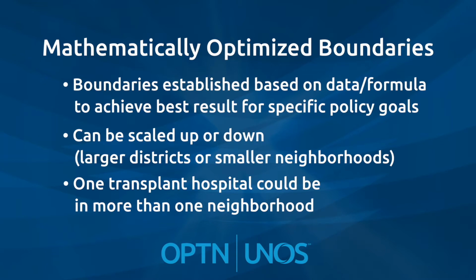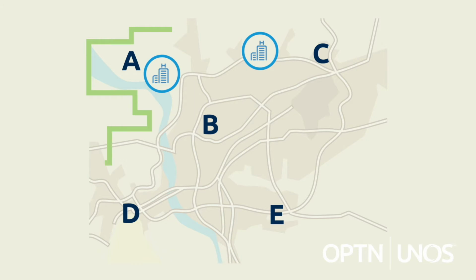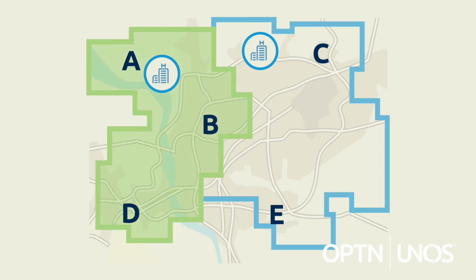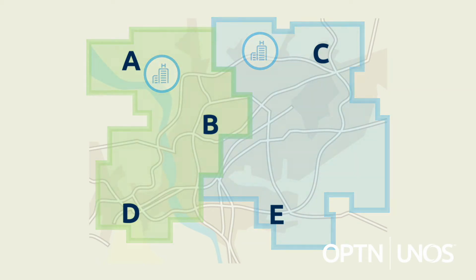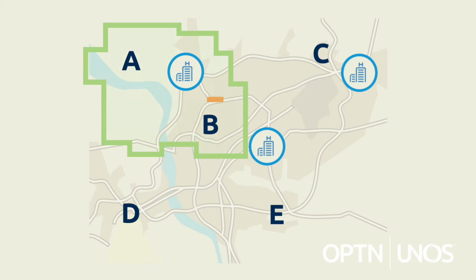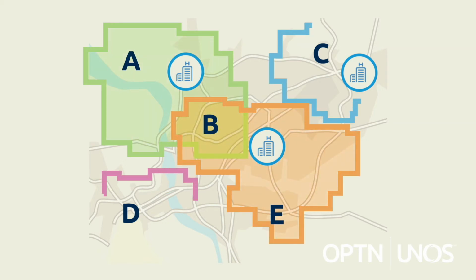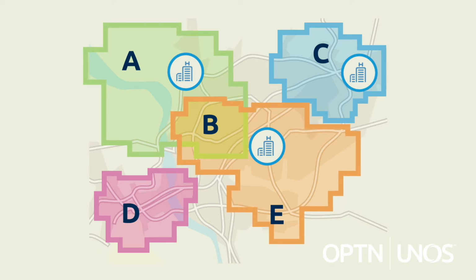Thus, an individual transplant hospital may be in more than one neighborhood. In this example, transplant hospitals A, B, and D are in one distribution district, with hospitals C and E in a separate district. Using a neighborhood approach, hospitals A and B and E are in common neighborhoods, while hospitals C and D are in separate neighborhoods. Candidates at Hospital B may thus appear as a local match in either neighborhood it shares with A or E.